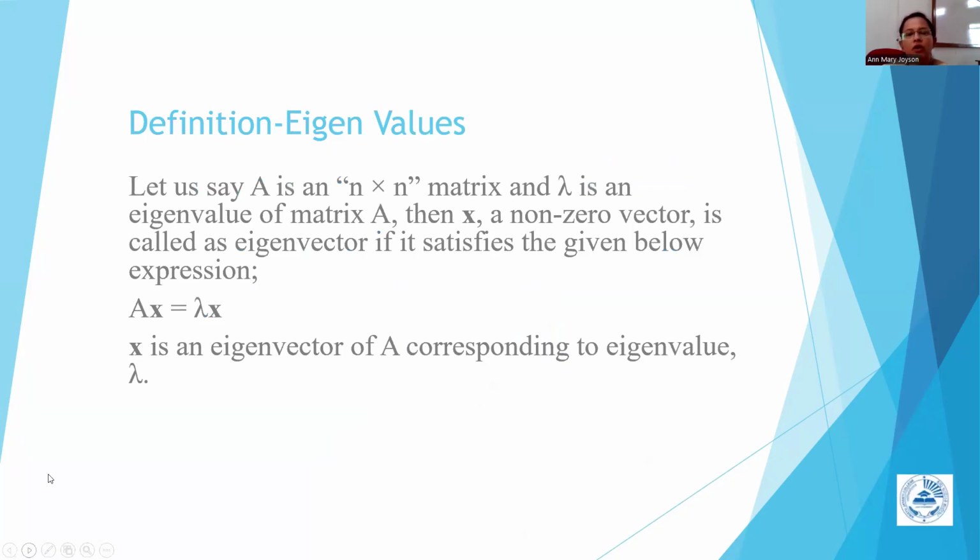Let us see the definition of eigenvalues and eigenvectors. We have a square matrix, say A, and the order of the square matrix is n by n. Let lambda be the eigenvalue of the matrix, then x, a non-zero vector, is called the eigenvector if it satisfies the expression Ax equal to lambda x. So if A is a square matrix and it satisfies the condition Ax equal to lambda x, then we say x is called the eigenvector corresponding to the eigenvalue lambda. This is the definition of eigenvalue and eigenvector.